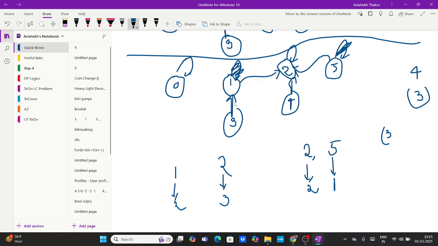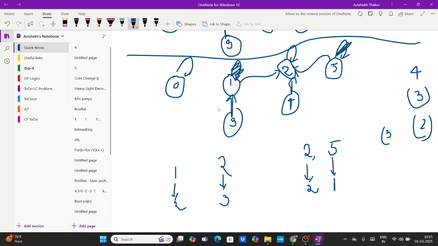1 to 2. And if you carefully see, the structure is being maintained, right? And now the number of components gets reduced to 2.